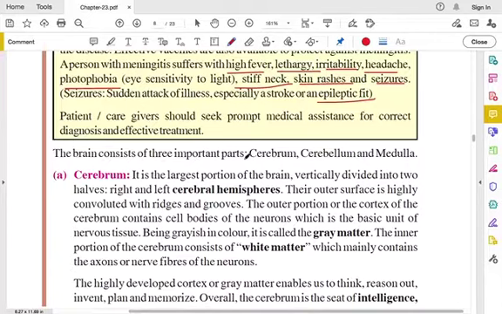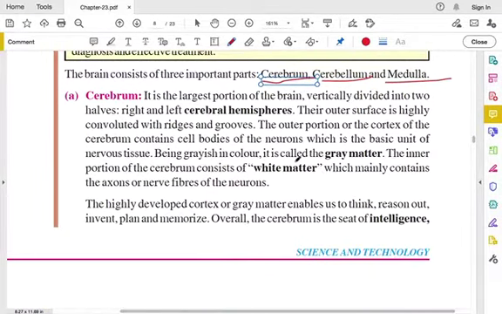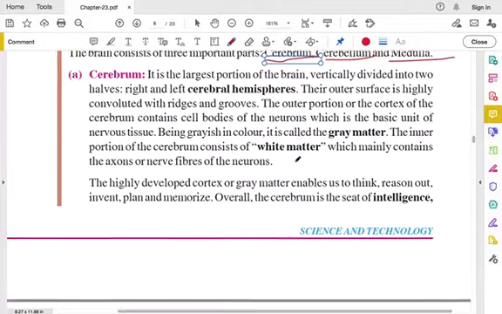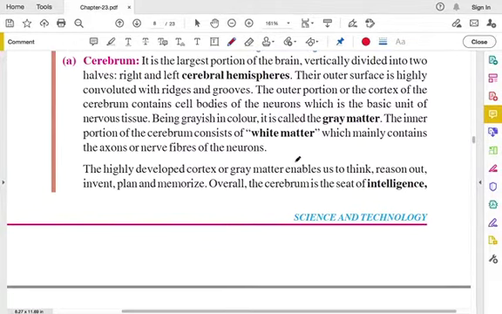So the brain consists of three important parts. The first one is cerebrum, the second one is cerebellum, and the third one is medulla oblongata. The cerebrum is the largest portion of the brain, and it is divided into two halves. The first one is the right cerebral hemisphere, and the second one is the left cerebral hemisphere.